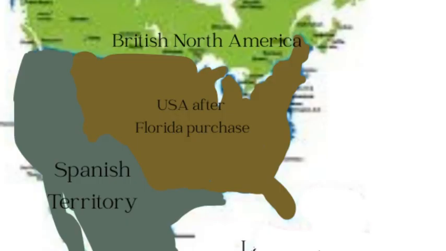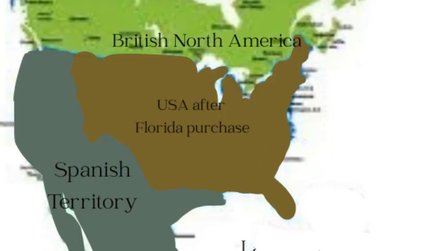Gadsden Purchase, 1854. In 1854, the US bought a small piece of land from Mexico for 10 million. Why? To build a railroad through the southern desert. This land is now southern Arizona and New Mexico.